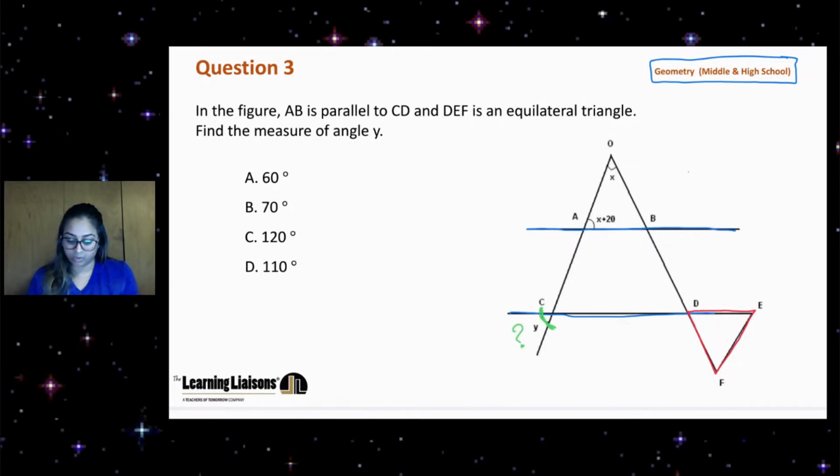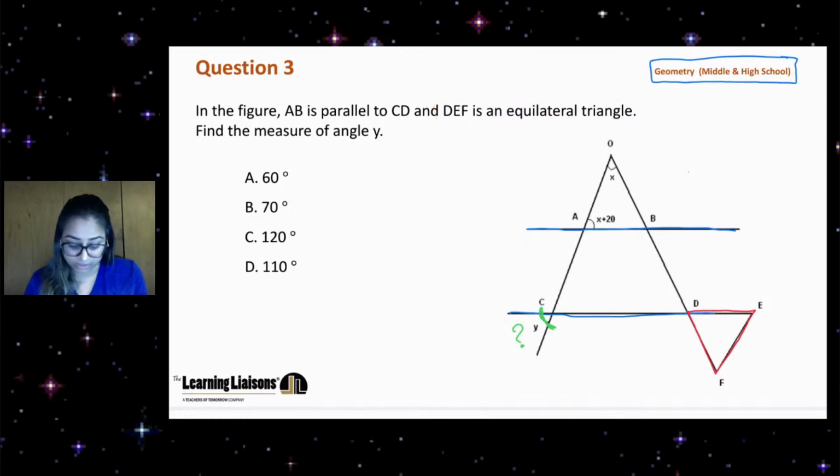Well, they didn't really give us much to go off of, right? Parallel lines help us with a lot. Well, parallel lines, when they have lines going through them, they're called transversals. So we can use that to our advantage here. We also know that DEF is an equilateral triangle. Well, we've got to work out with some type of angles. We have no angle to use. So let's start with DEF. We know that's an equilateral triangle.